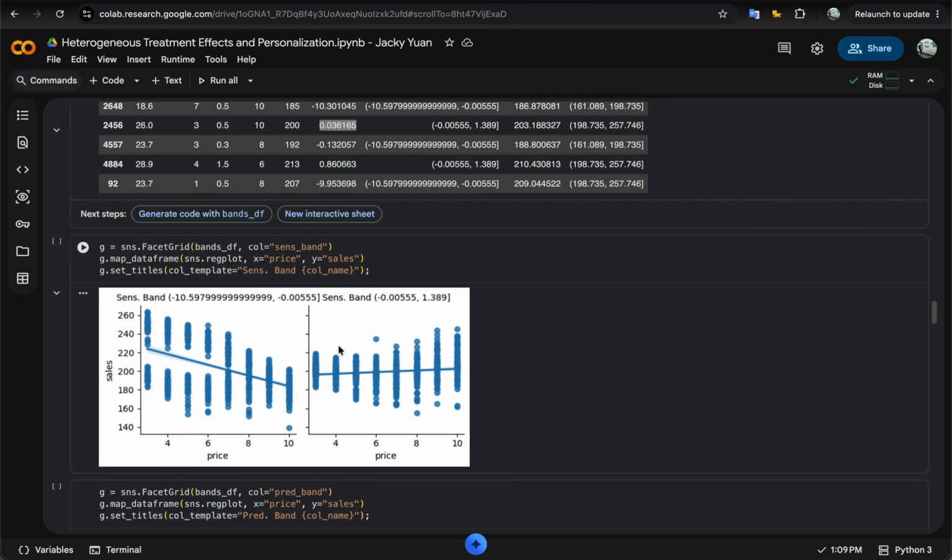In the future, I will also talk more about heterogeneous effects, for example uplift modeling in marketing, and also subgroup analysis under A/B testing.